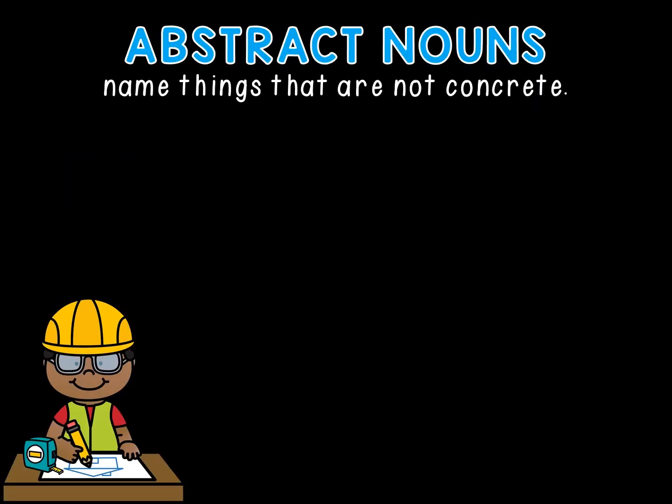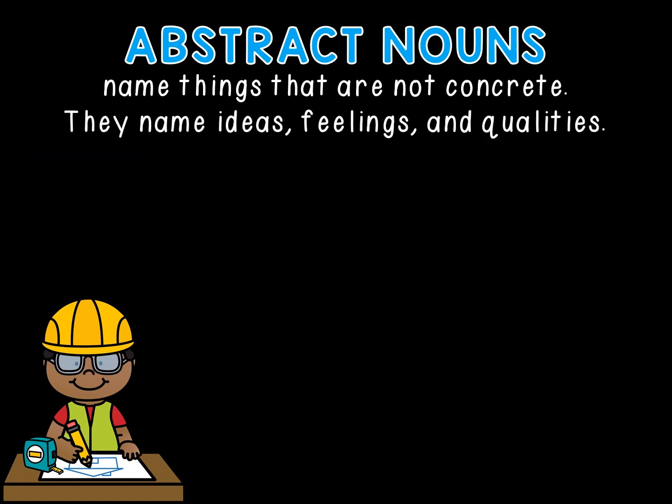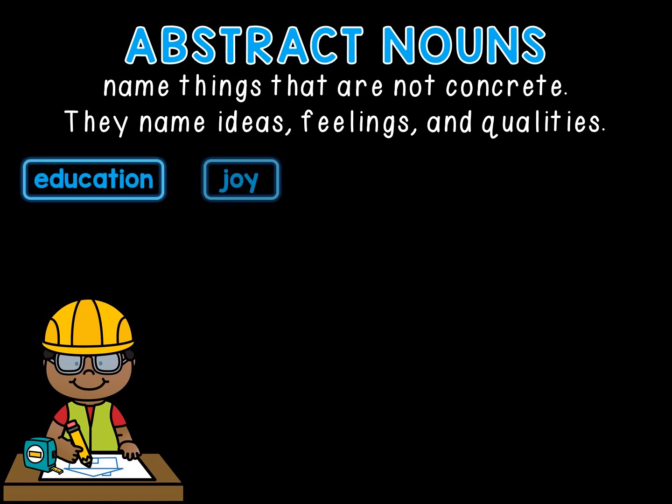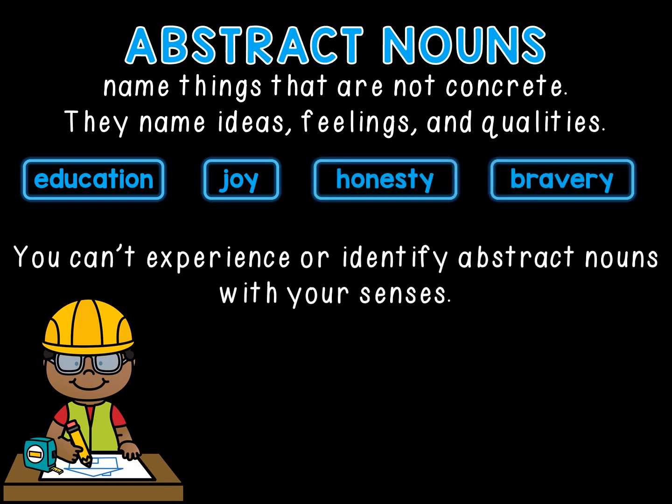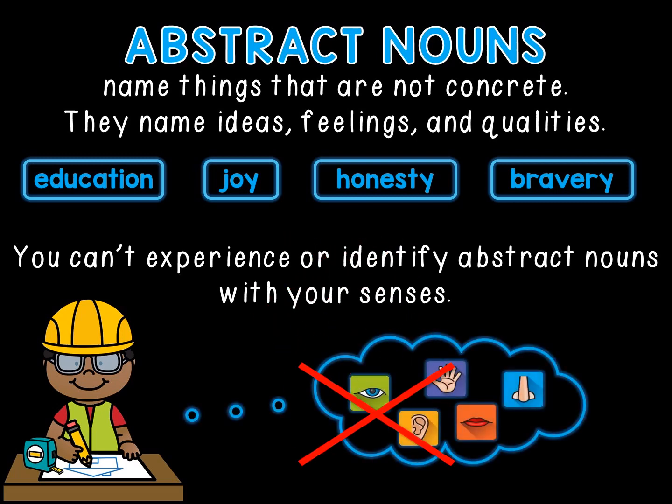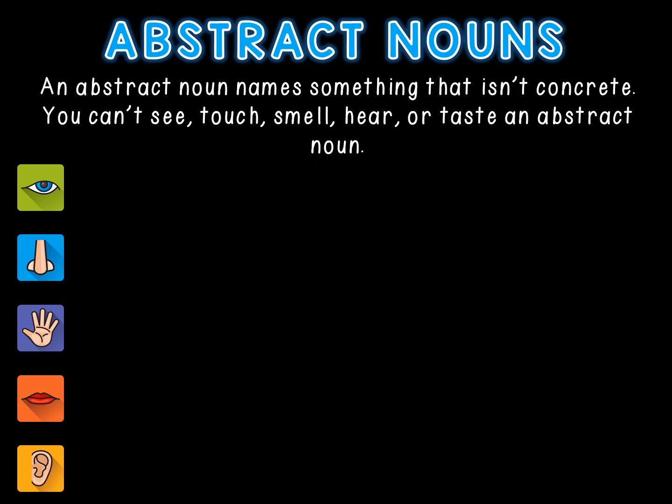Abstract nouns name things that are not concrete. They name ideas, feelings, and qualities, such as education, joy, honesty, bravery. You can't experience or identify the abstract nouns with your senses. So you can't see it, touch it, smell it, taste it, or hear it. So let's have a look at these abstract nouns. Remember the criteria. If you can't see it, touch it, smell it, hear it, or taste it, then it's going to be an abstract noun.